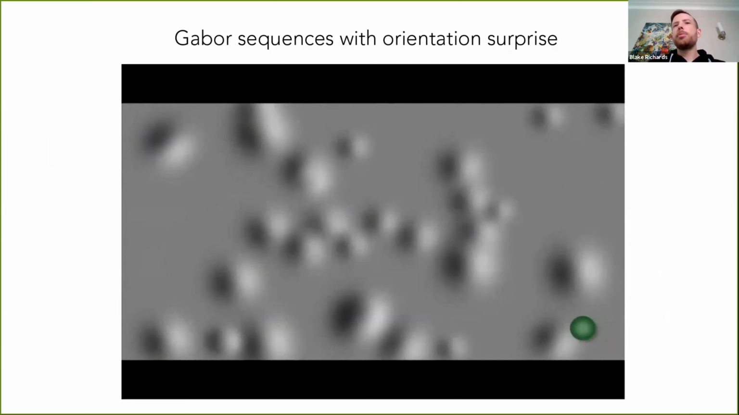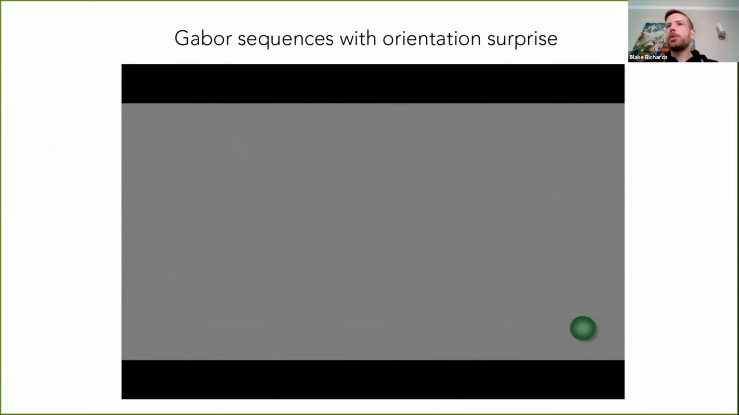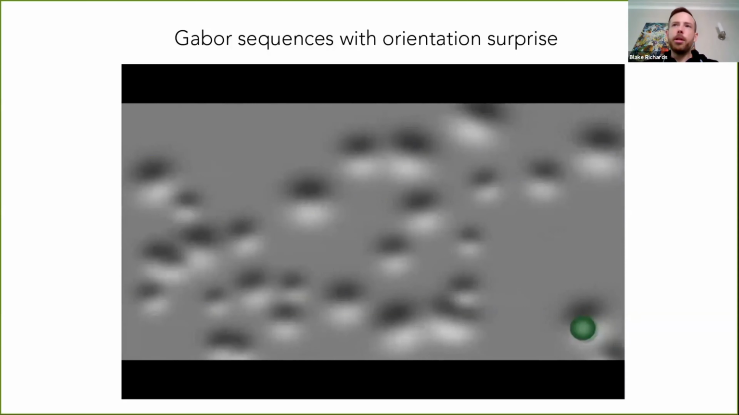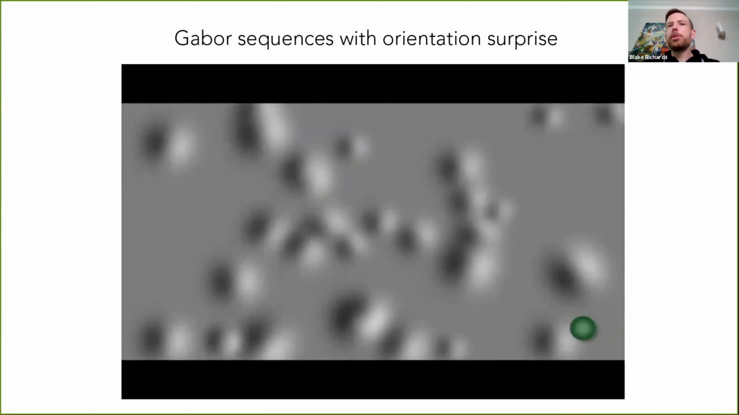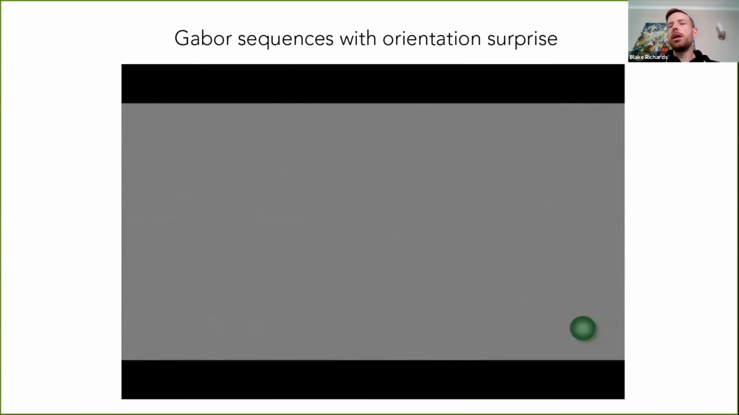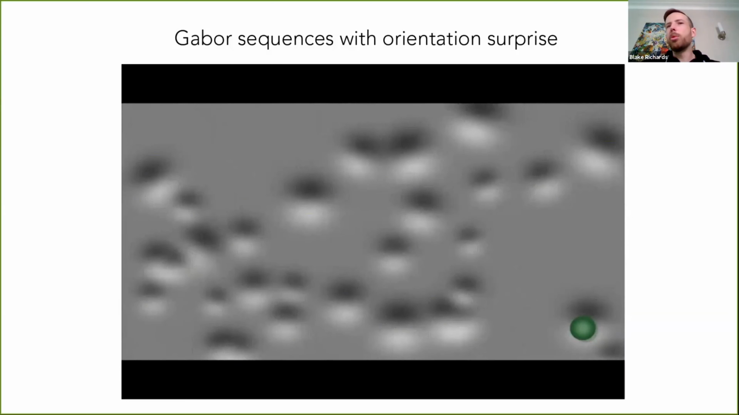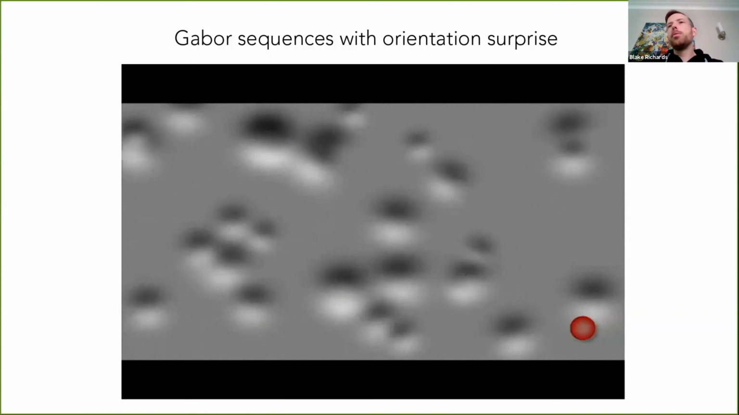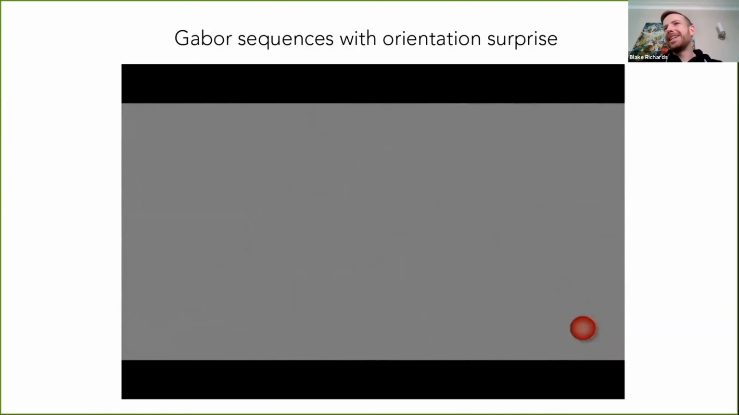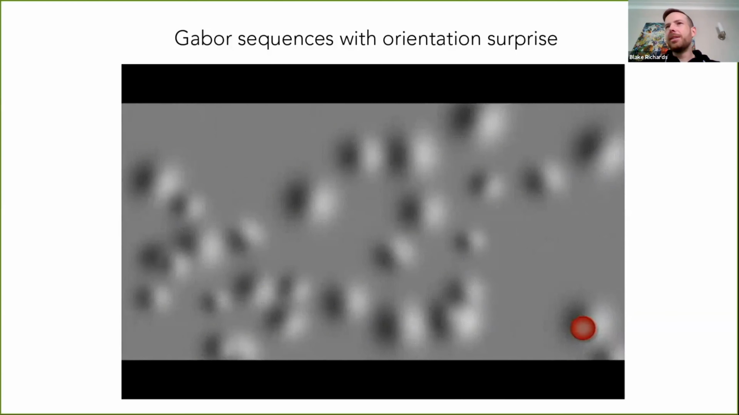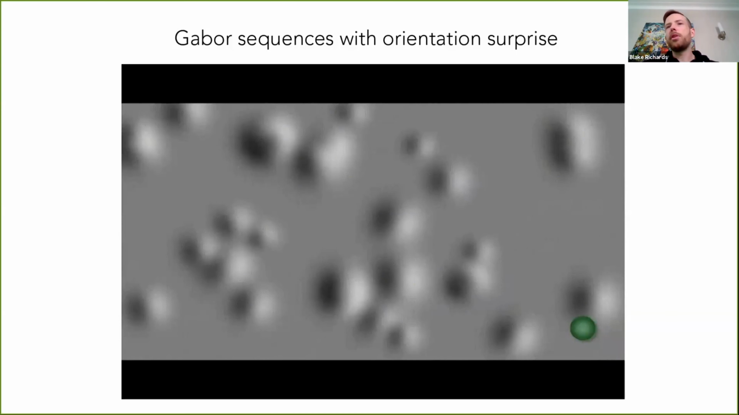Now, the stimuli that we presented to them were similar to the ones that I just mentioned to you for the Holman et al. paper. So we presented them with sequences of randomly placed Gabor patches like this. Now, the way that we structured the expected versus unexpected component of it was as follows.